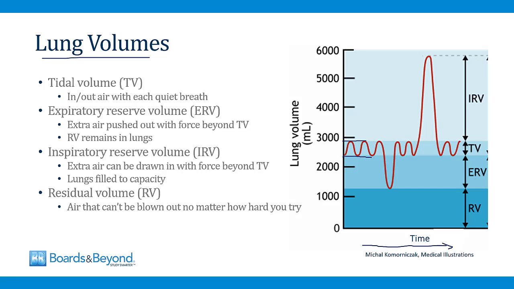And when we are quiet breathing, there is a small volume of air that moves in and out with each breath, and that's called the tidal volume. And that volume is represented on the graph as the difference between these 2 points here, the volume moving in and out of the lungs with each quiet breath.